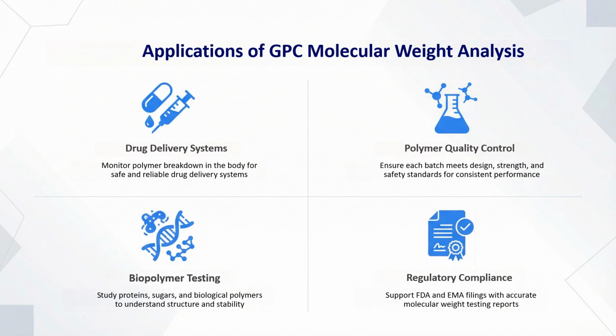Let's look at where this analysis makes a real difference. In drug delivery, GPC tracks polymer breakdown inside the body, ensuring safety and controlled release. In polymer manufacturing, it ensures every batch meets design specifications. In biopolymer research, it helps understand proteins, sugars, and complex biological structures. And in regulatory filings, GPC data supports IND, NDA, and device submissions with defensible molecular characterization.